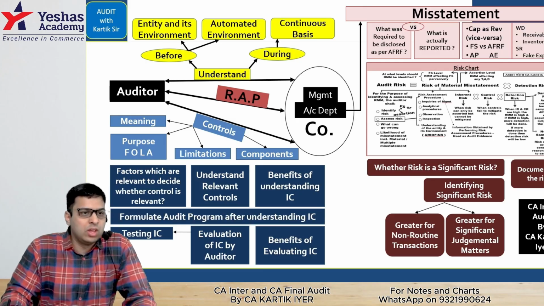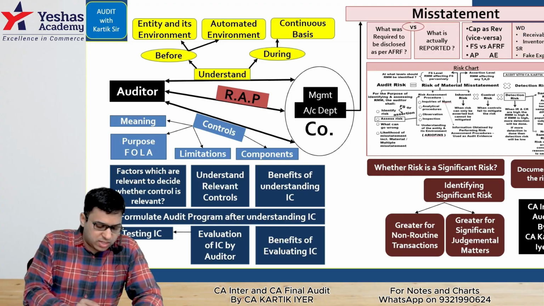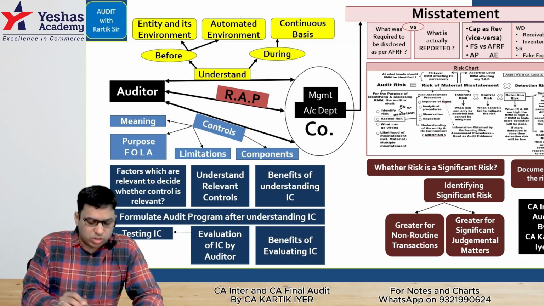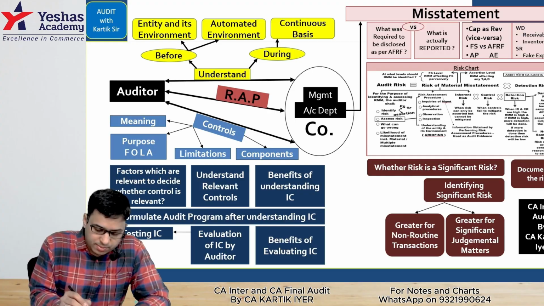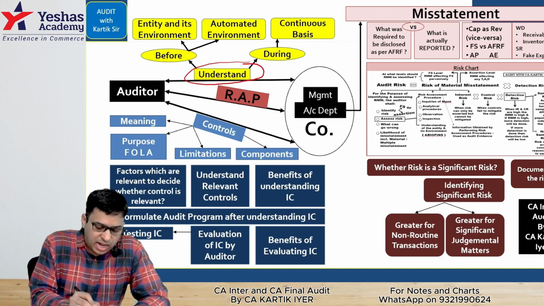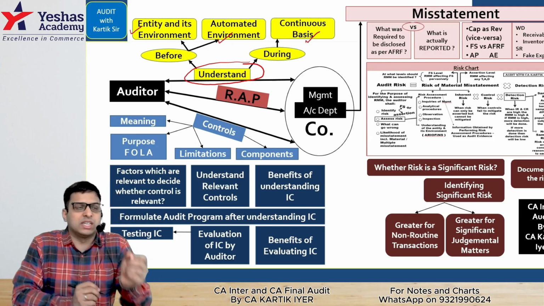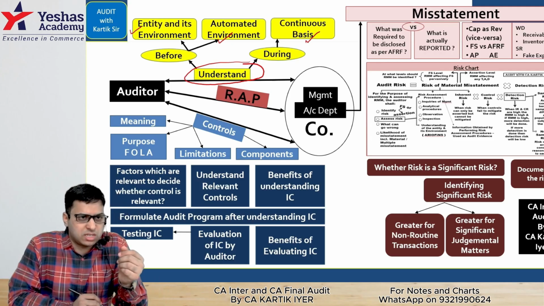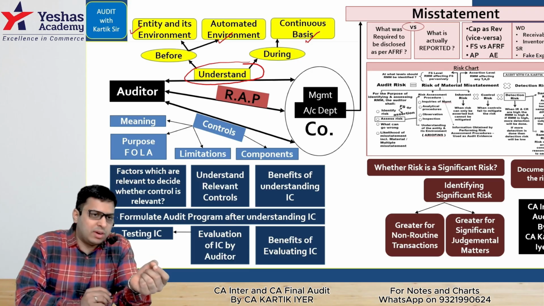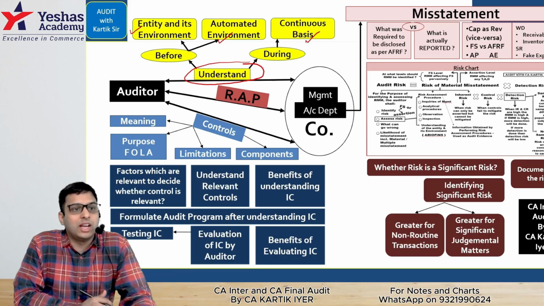One second. Yeah. So, how does this flow? Let's start with this one by one. Completely focus on the screen. Understand with me. Okay. See. The auditor has to understand three things: the entity and its environment, automated environment, and you will understand the entity on a continuous basis. What is entity and its environment? Our favorite answer, it is REOFINS.